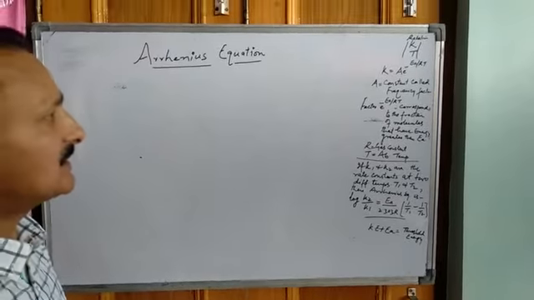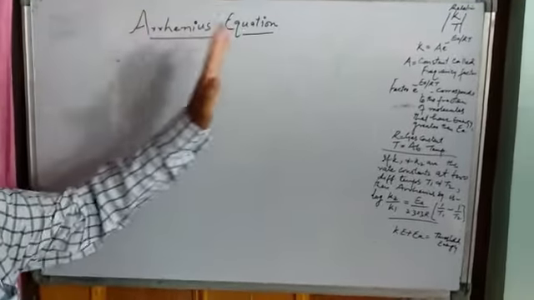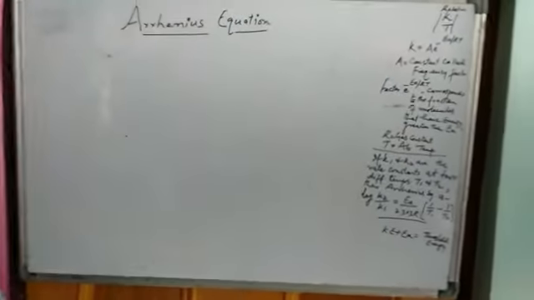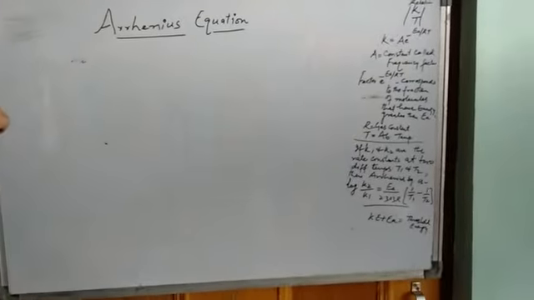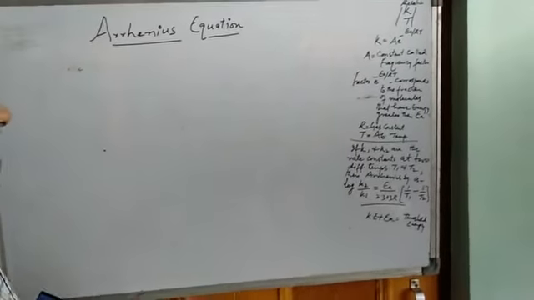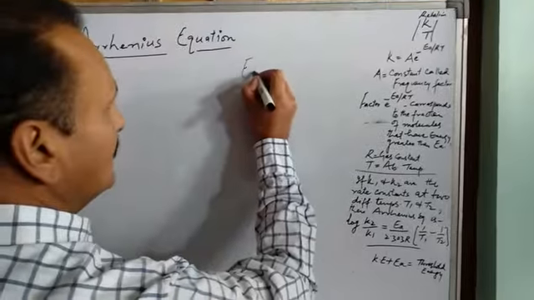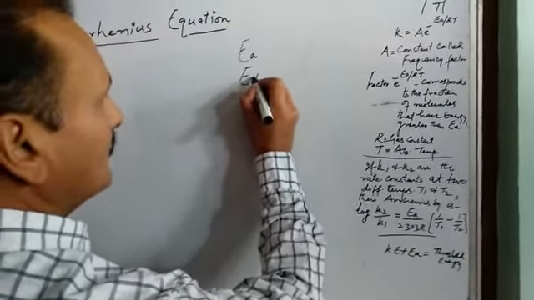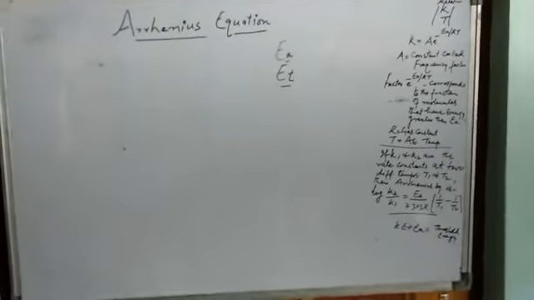Of chemical kinetics. Today's topic is the Arrhenius equation. Before going to this equation, let us go to some basic terms first, like activation energy and threshold energy. Let us go to these terms first.